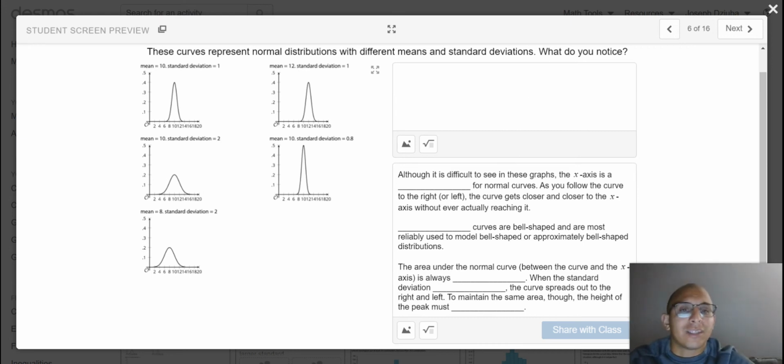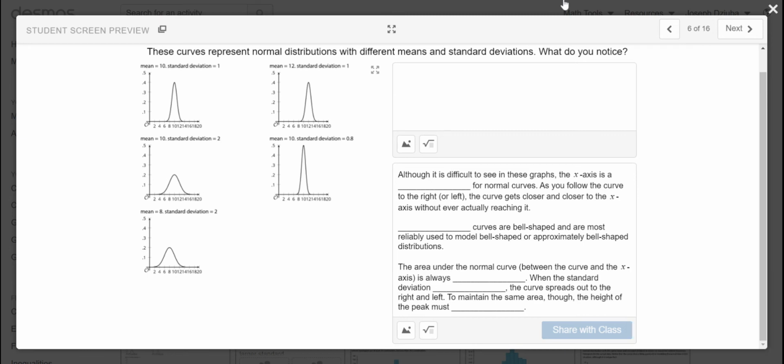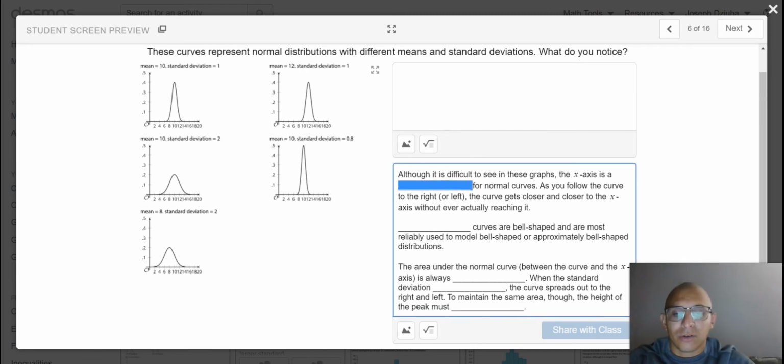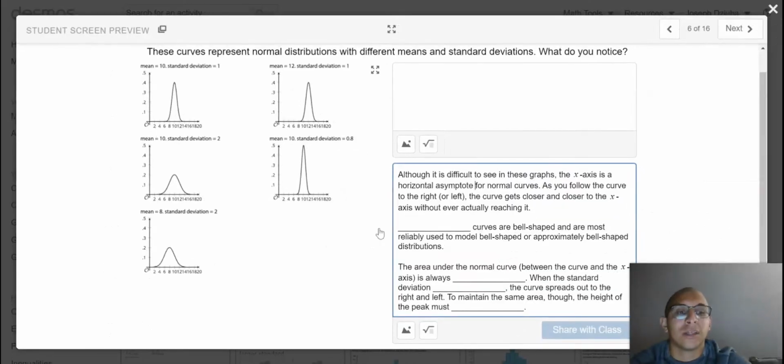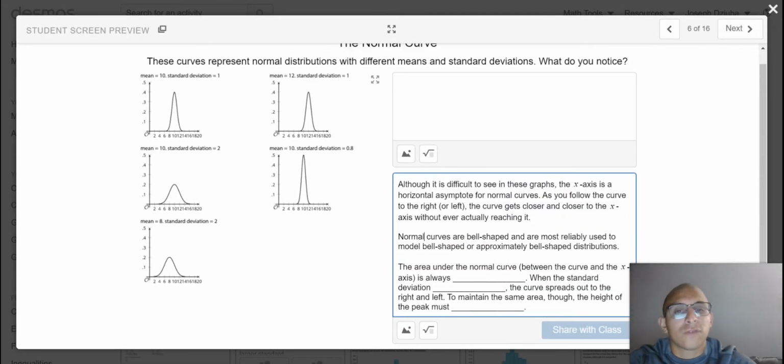So although it's difficult to see in these graphs, the x-axis is considered a horizontal asymptote. For normal curves, as you follow the curve to the right or left, the curve gets closer and closer to the x-axis without ever actually touching it. And it almost looks like it does, but trust us, it does not. Normal curves are bell-shaped and are most reliably used to model bell-shaped or approximately bell-shaped distributions. The area under the normal curve is always 1.